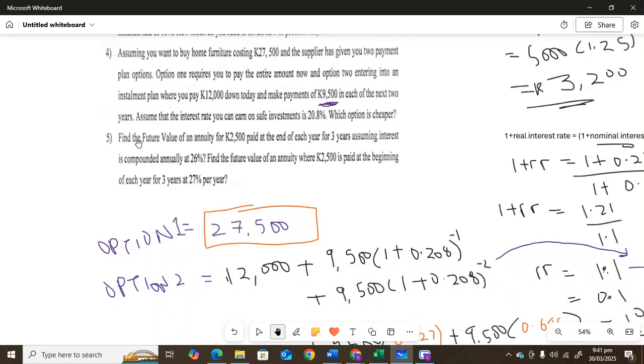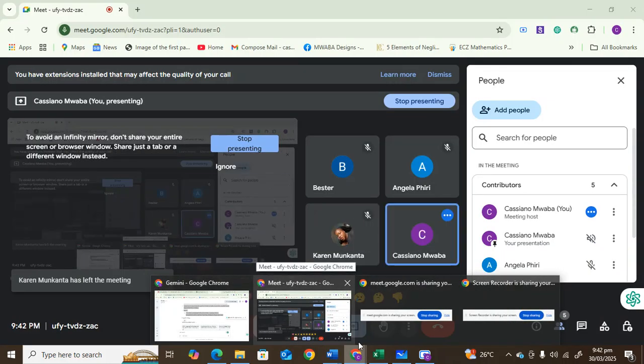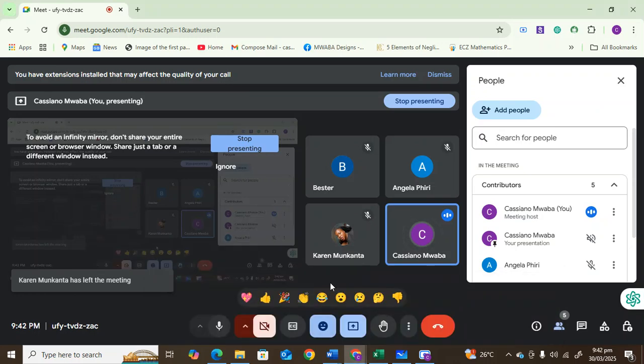Okay. Find the future value of an annuity for 2,500 paid at the end of each year for 3 years, assuming interest is compounded at 26%. I'll do this first part. When we end the class, you do the second part in your spare time. Colleagues, what is an annuity? What is an annuity?